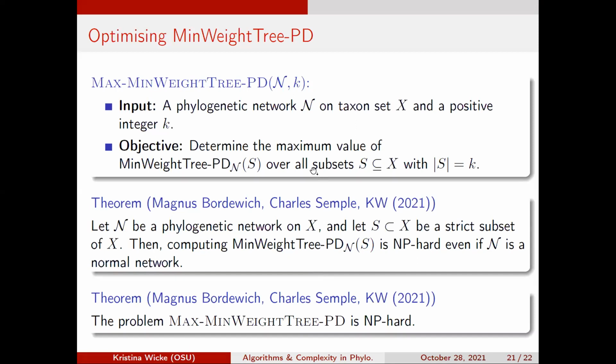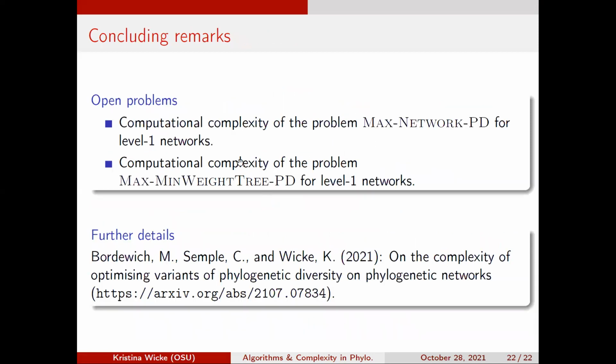Okay, so this almost leads me to the end. So we have 4 measures of PD now for networks. We analyze their computational complexity. Almost all of them are hard in general, except for max weight tree PD, which can be done in polynomial time. However, there are some open computational questions. As I mentioned, we don't know about the computational complexity for max network PD on level 1 networks. And we also don't know about the same question for maximum weight tree PD.